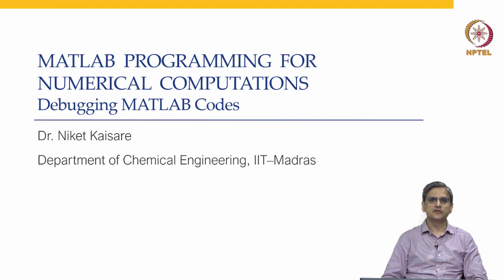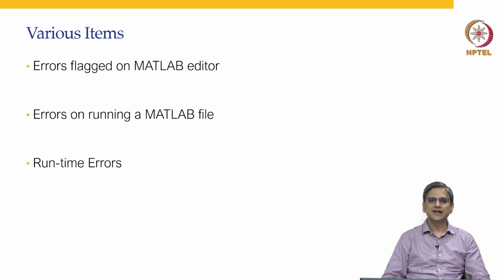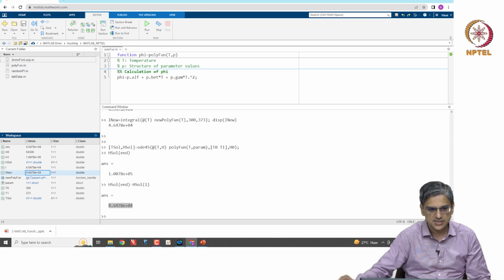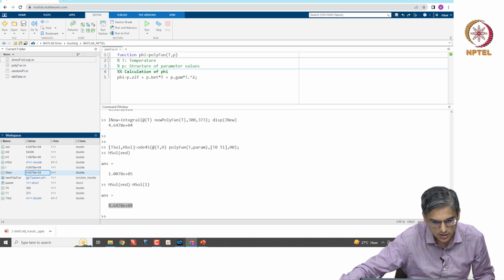If you have followed the videos in the past few days, you would have seen that while writing the codes, we do tend to make a few errors, and the way to catch these errors is through what is known as debugging. Okay? You have already seen some of the ways in which we have caught the errors. For example, sometimes the errors might be flagged on the MATLAB editor itself. Let's take an example over here.